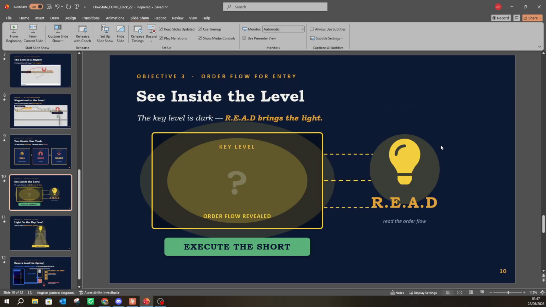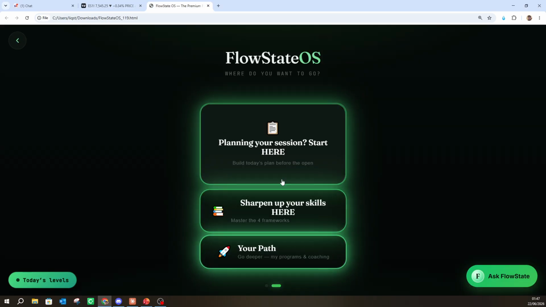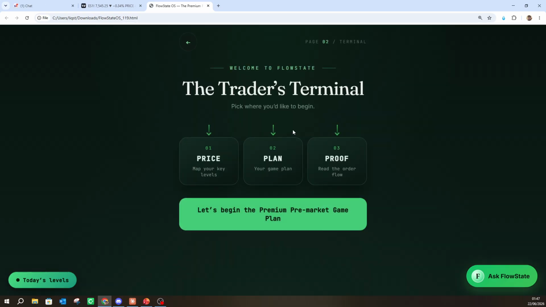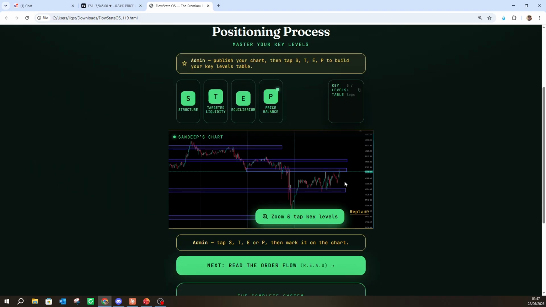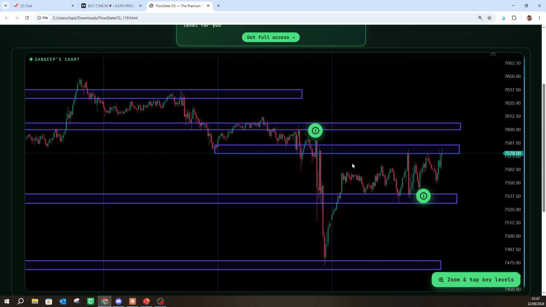In fact, I'm going to show you on Flow State what this looks like. So if you go to the charts right now, here we have Flow State. And if I go to, here we go. So this is now the trader's terminal. If we begin the pre-market plan, let's go to the READ part. The way that I've coded up Flow State, the way the software works, is it will identify key levels and it will tell you why they are key levels based on real-time market data.